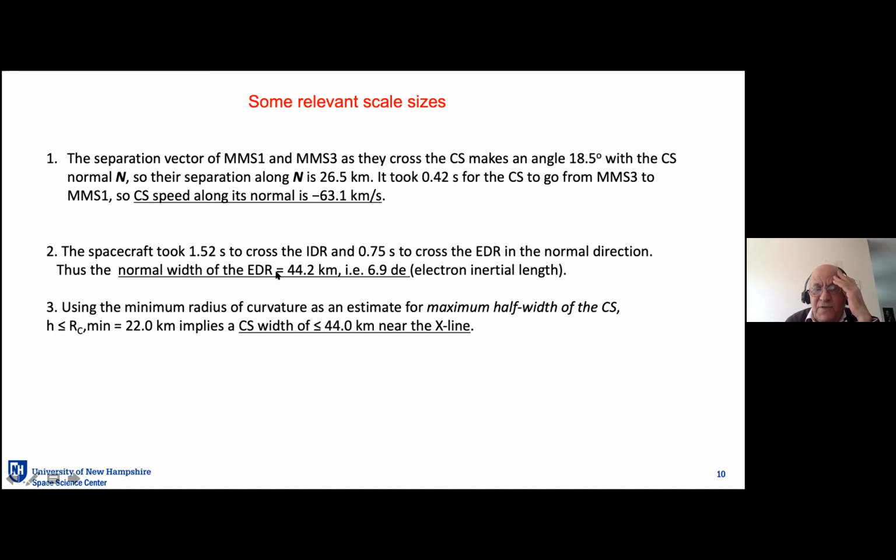The normal width of the EDR, also by a simple calculation, is found to be 44 kilometers, which is about 9 electron inertial lengths. And if we take the minimum radius of curvature as an estimate of the half width of the CS, we have that near the X line, the width of the CS is less than 44 kilometers. No wonder the crossing was so short, in other words.